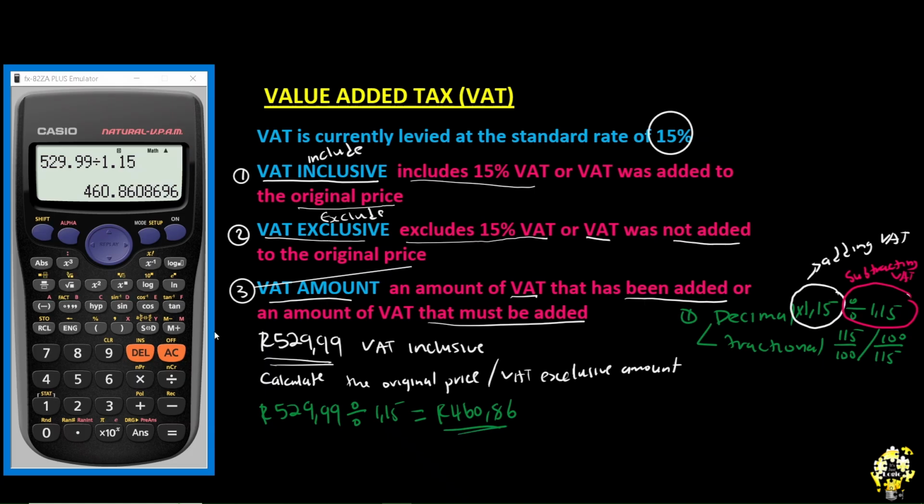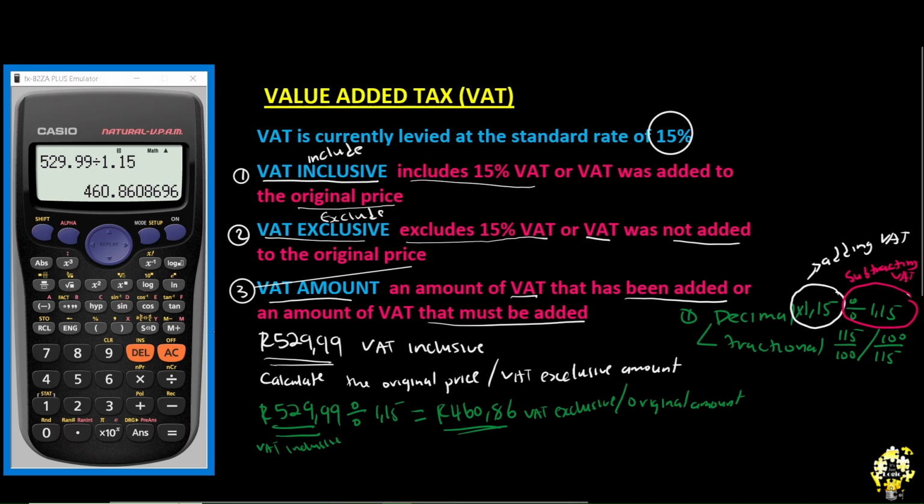So this amount is VAT exclusive, or rather this is the original amount. Remember, VAT is not included in the original amount, or the original amount is without VAT. This is what we just calculated. This amount here is obviously the one that they gave us, which was VAT inclusive. That is how you use the decimal format.